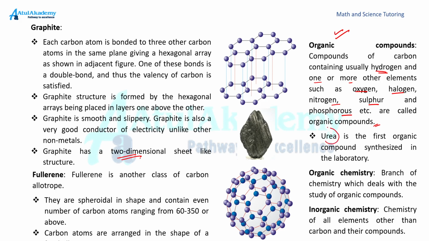Urea is the first organic compound which was synthesized in the laboratory. Based on this, we have organic chemistry. Chemistry is divided into two fields mostly, organic and inorganic. Organic chemistry is a branch of chemistry that deals with the study of organic compounds only. Inorganic chemistry is the chemistry of all elements other than carbon and their compounds.